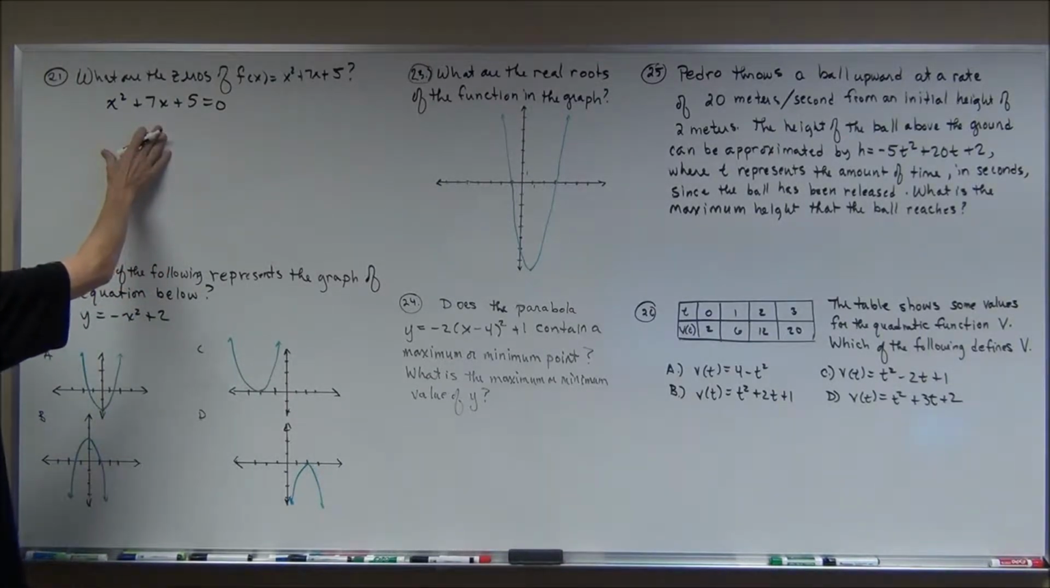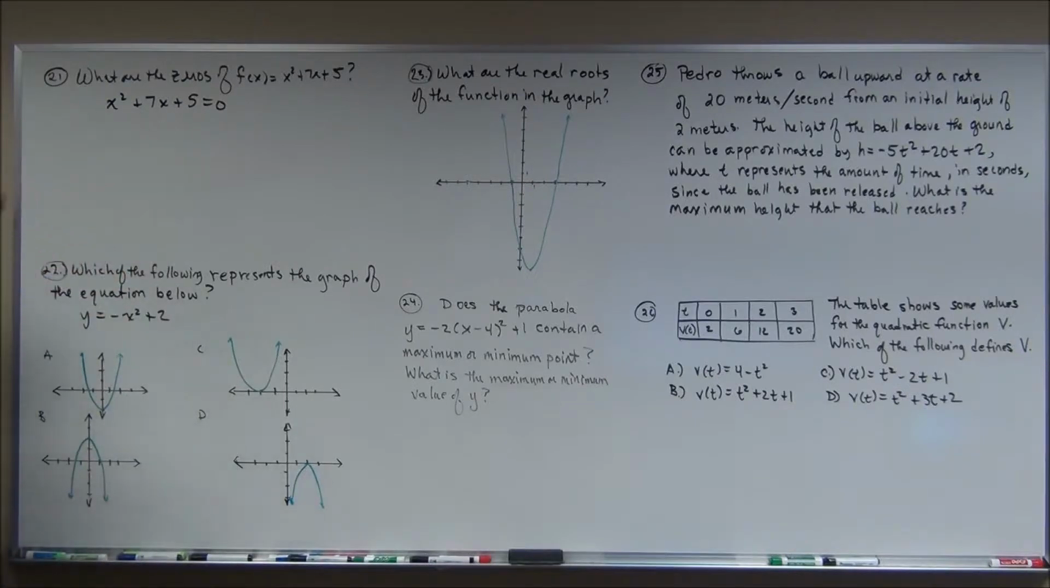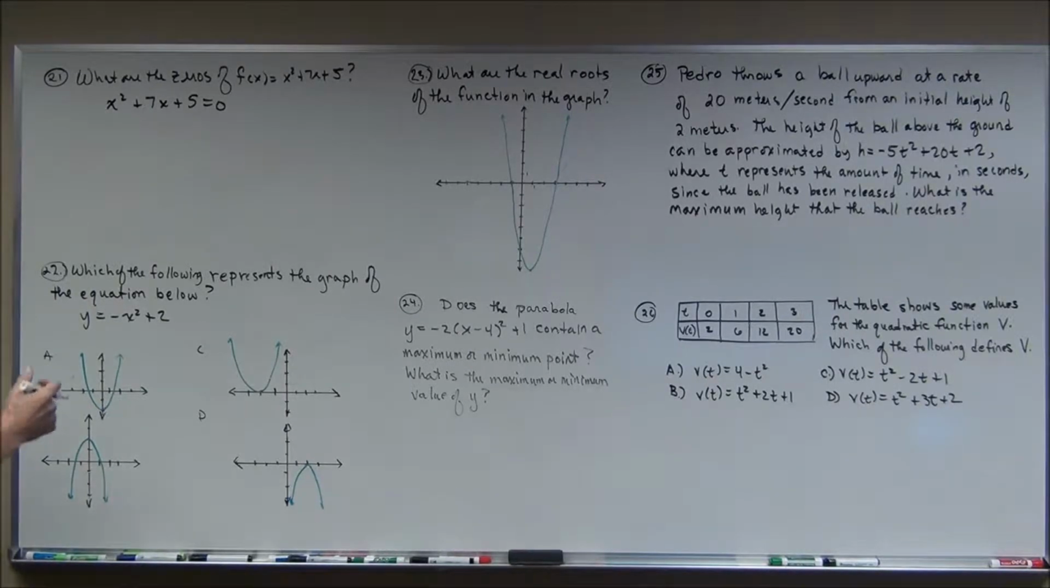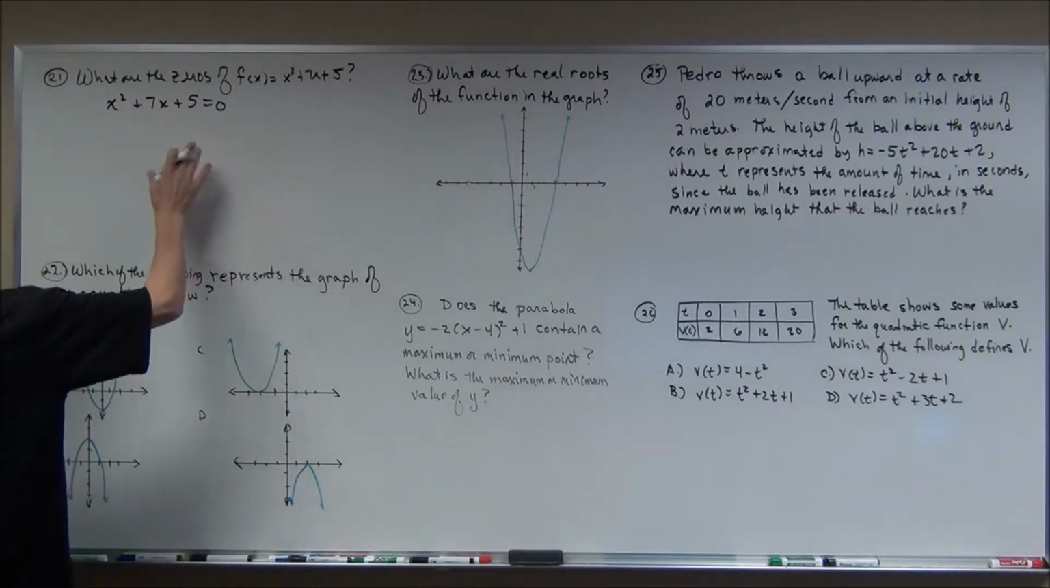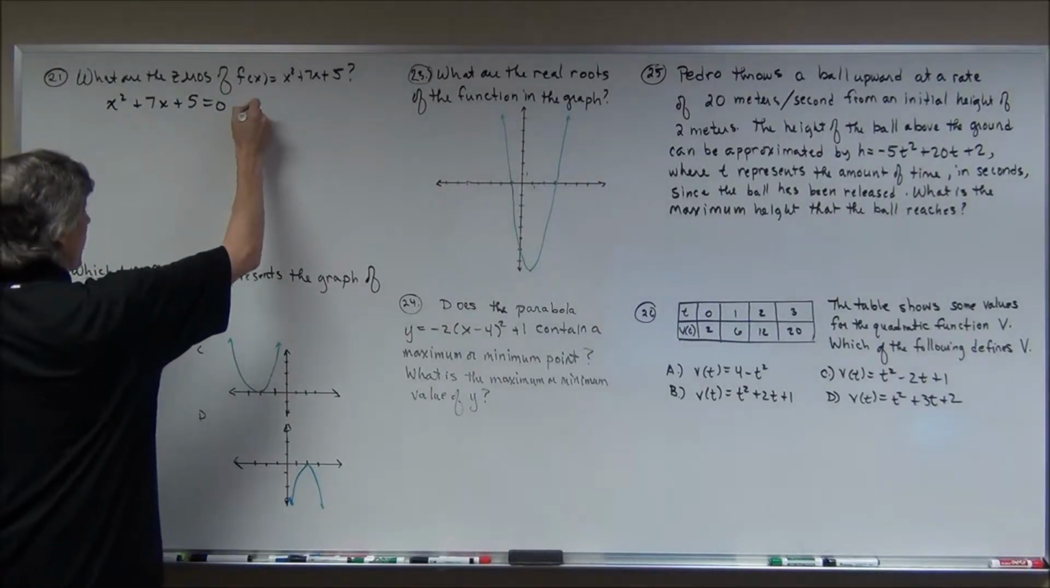Now this does not factor, and you can kind of tell that it doesn't factor because if you look at the choices, you have a multiple choice problem. The answers involve radicals, and of course that's usually a tip-off that it's not going to factor, because I don't see anybody factoring with radicals. So I'm going to use the quadratic formula.